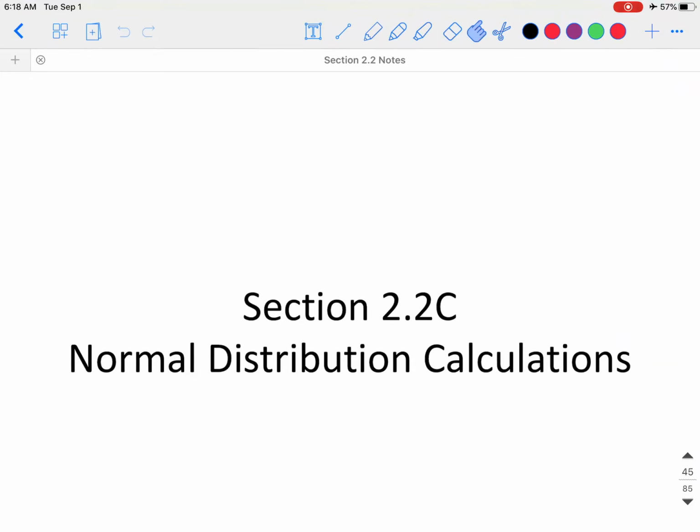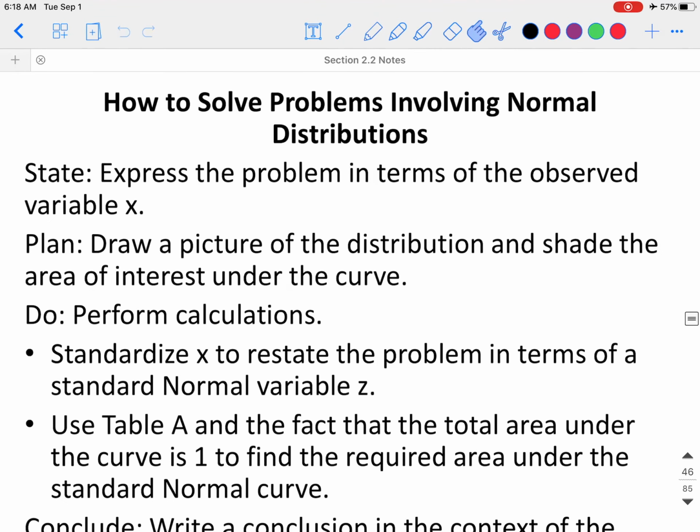This is section 2.2, part C, normal distribution calculations. So how do we solve problems involving normal distributions?